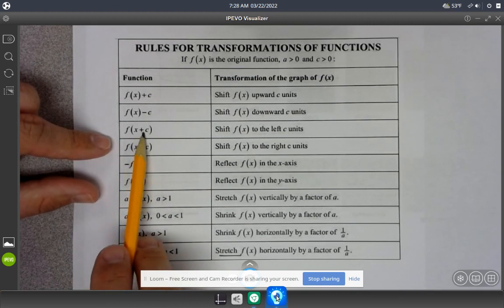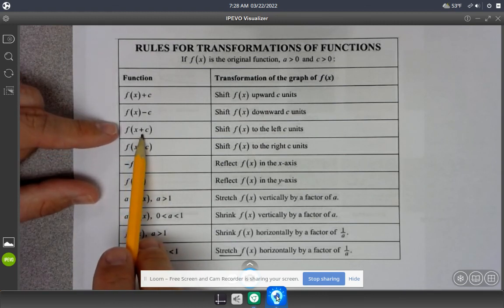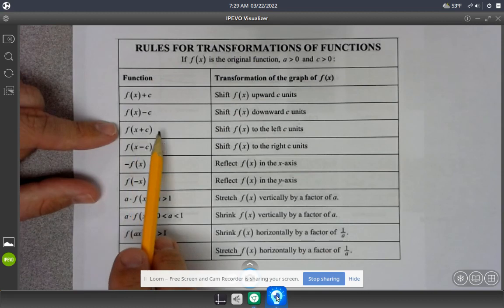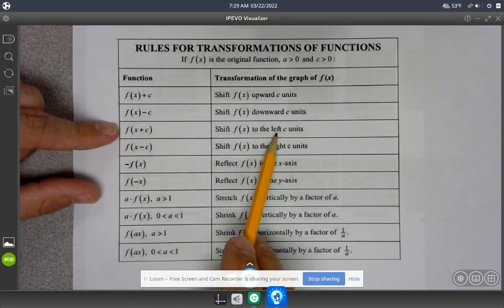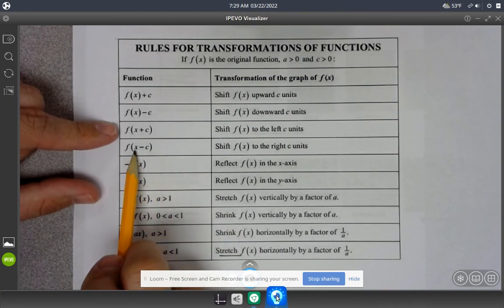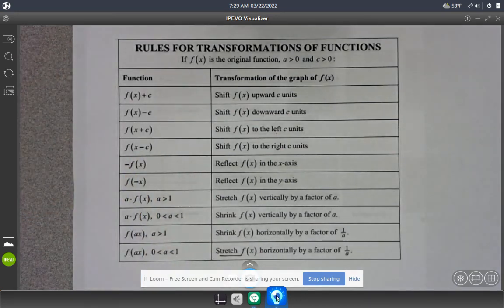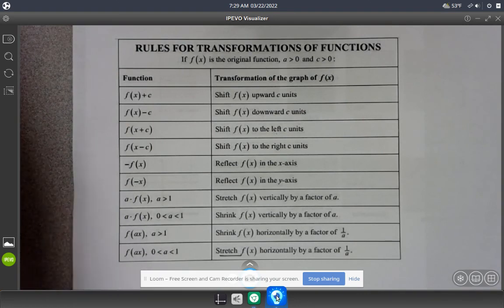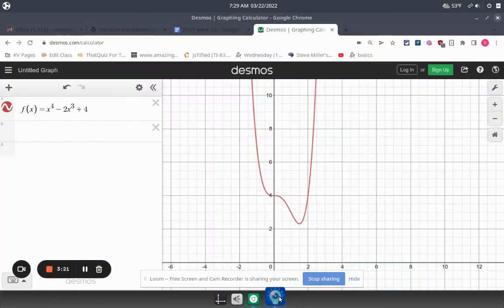If you want to move it left or right, it's actually a little counterintuitive, all right? It's a little backwards from what you would normally think. Adding a number on the inside of the parentheses is actually going to move the function to the left. I'll try to explain why here in a second. And if you want to move something to the right, you need to subtract on the inside.